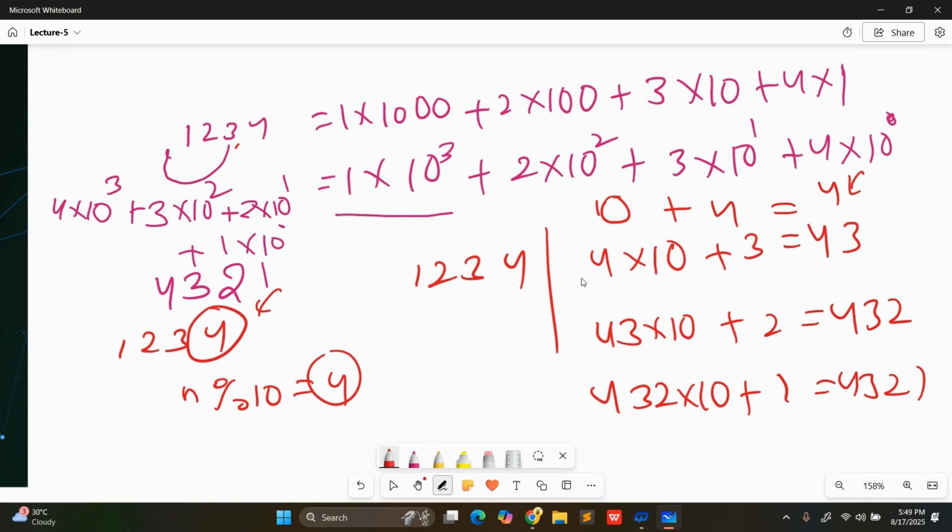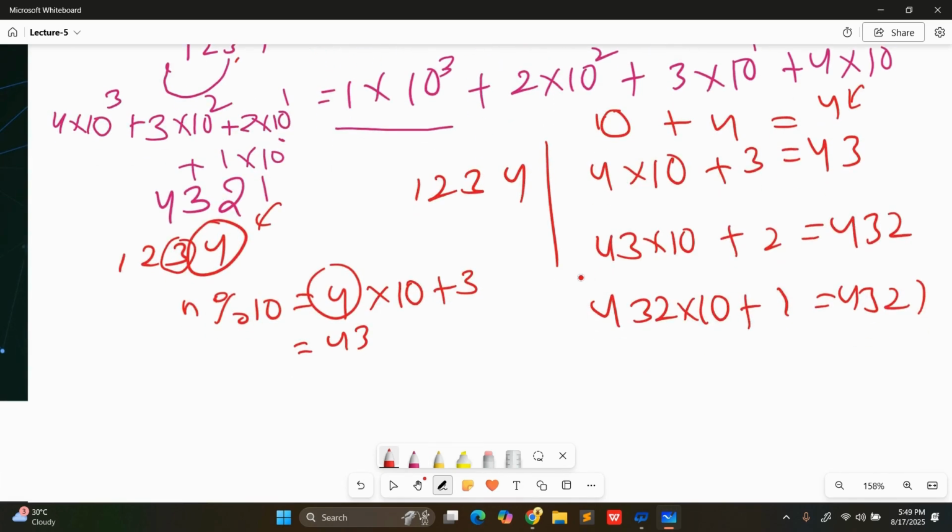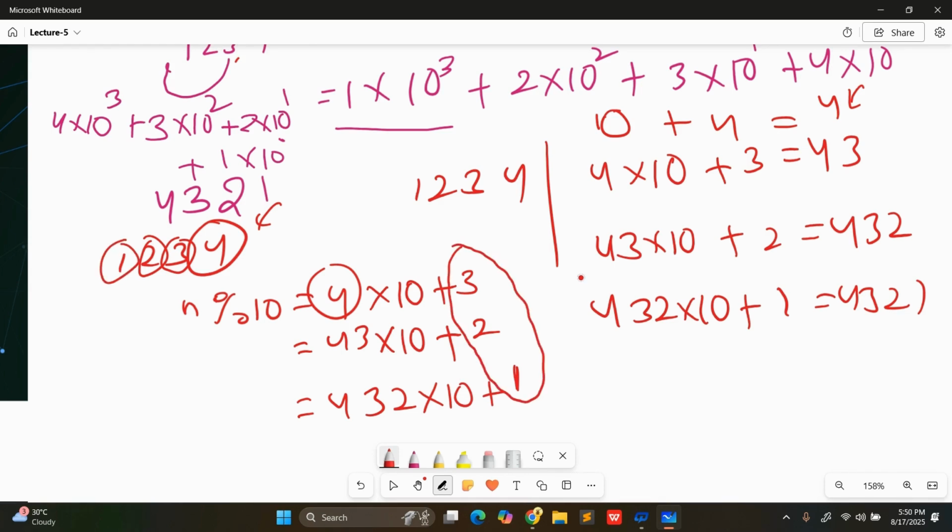After that, I will multiply with 10 and again take 3. So 43, again you can see 43 is multiplied with 10, again taking remainder 2. Again 2 got removed from here, and we are left with 1, so again multiplying by 10, we are left with only the last digit, that is 1. You can observe this. What are these numbers? These are the remainders, right?